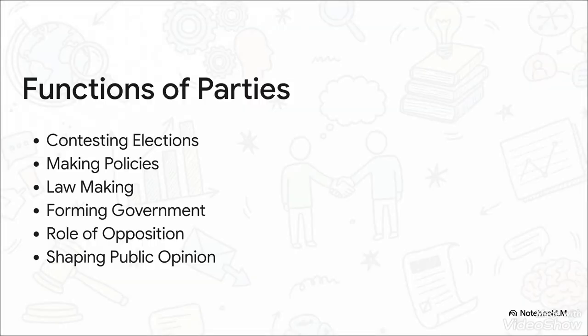Okay, here's a big one, a 6-mark question. Number 19 asks for the functions of political parties. For 6 marks, you need to list at least 6 clear functions. So let's run through them. They contest elections, they create policies and programs, they're involved in lawmaking, they form and run the government, they act as the opposition, and they shape public opinion. You'll want to briefly explain each one for a top-tier answer.